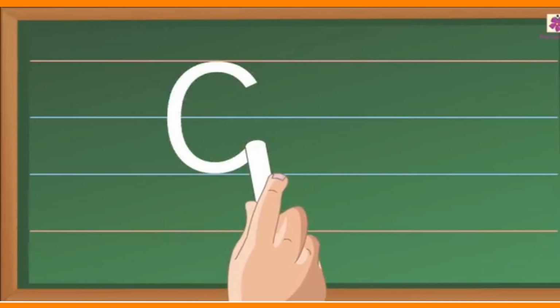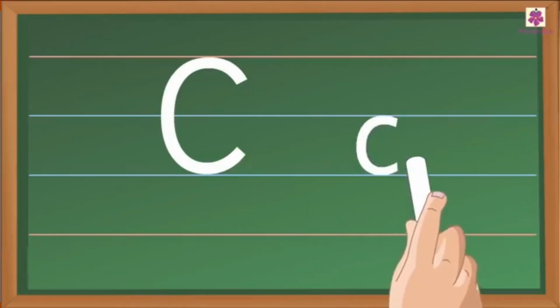Okay, and how we will write small c. We will start from the middle and draw a curve till bottom. We will write this small c in mid two lines. And how we will write capital? Capital we will write in first three lines. Okay.